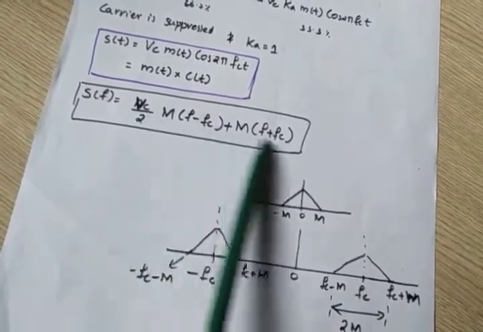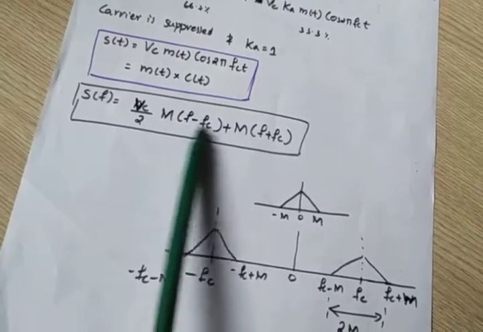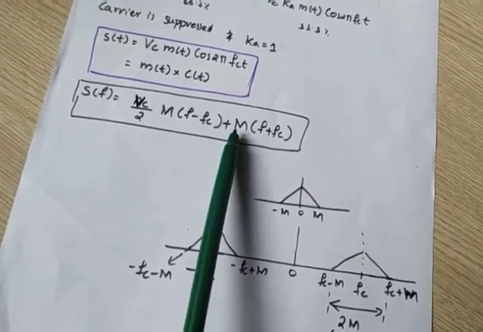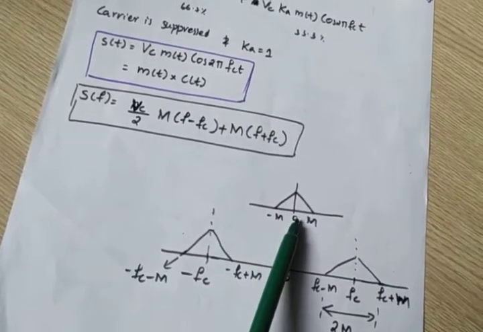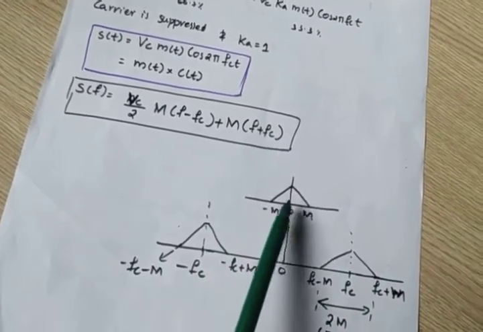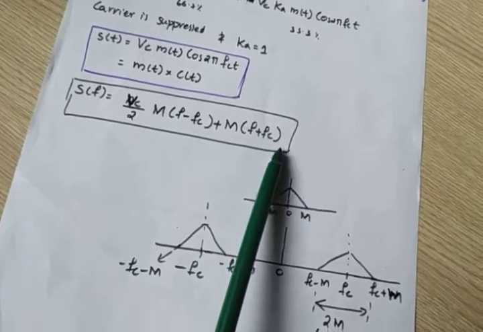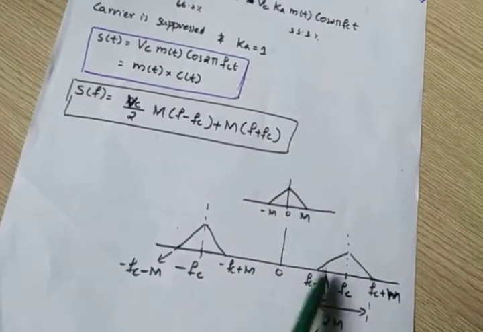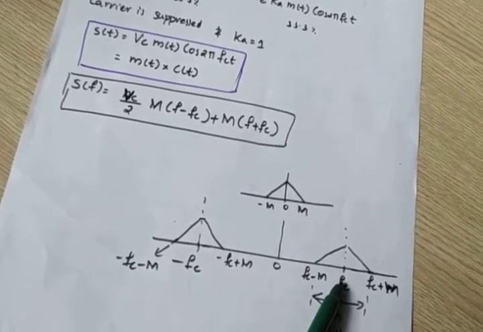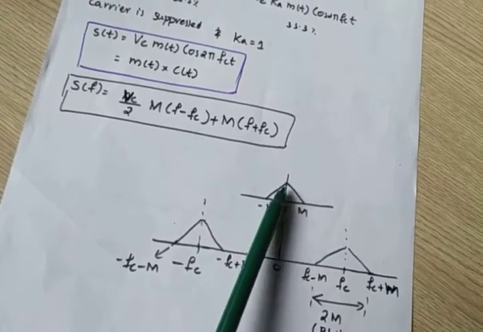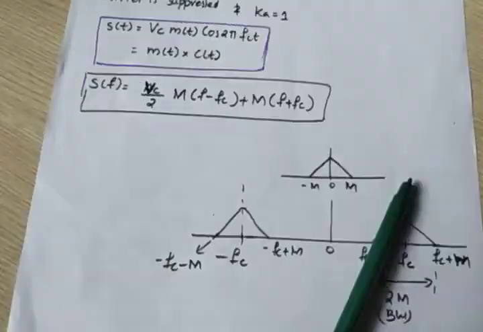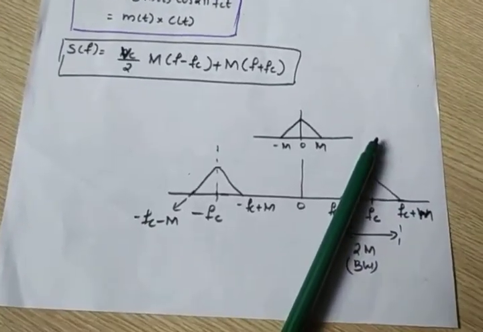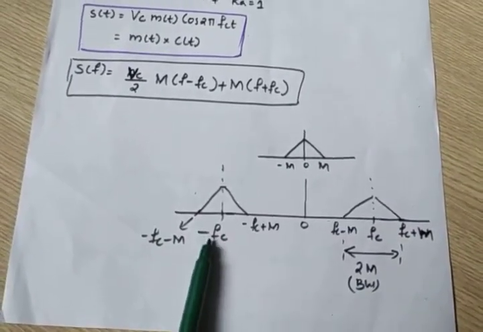So this is the spectrum of the modulated signal, the frequency domain representation. How to draw M(f + fc)? Instead of f you put 0, that means 0 plus fc, so plus fc. At plus fc we replicate this area, and at minus fc, 0 minus fc, that is at minus fc.